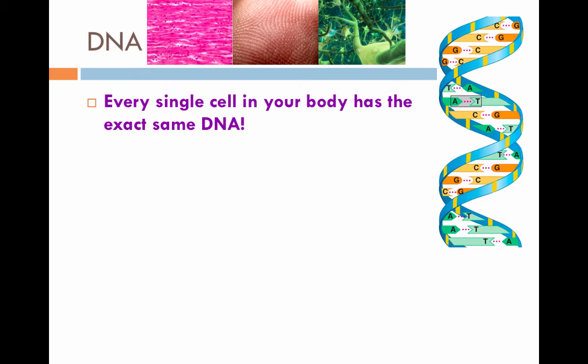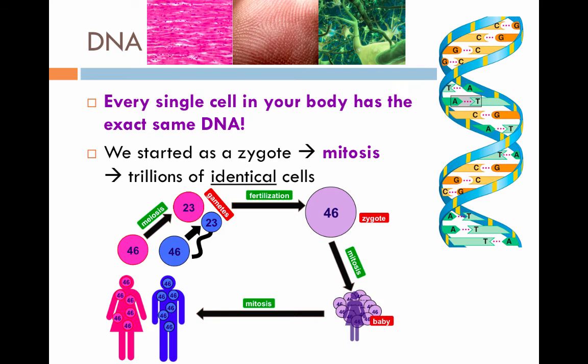Well, why? We all started as a zygote, a product of fertilization. This zygote went through mitosis many, many times to eventually produce trillions of identical cells with identical DNA. Remember, mitosis is a process of making identical cells. So that should make sense. Every single one of our cells and DNA are identical because they were made by mitosis.